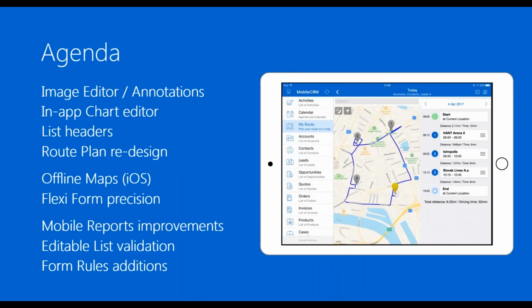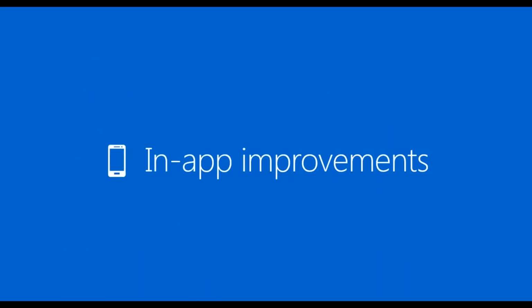Here is the list. I'm going to go through image editor and annotations, a nice little feature, as well as in-app chat editor, list headers, and the completely redesigned route planning. Then I'll talk and try to show offline maps and increased precision of the height setting on Flexi Forms. And then we will take a look at more complex customizations like the mobile reports, editable list validations, and what we have added into the form rules. Since there is a lot of material to go through, I think this will take approximately 1 hour, so I'll better start right away with the improvements that are right in the application.